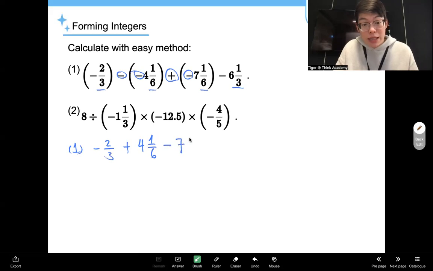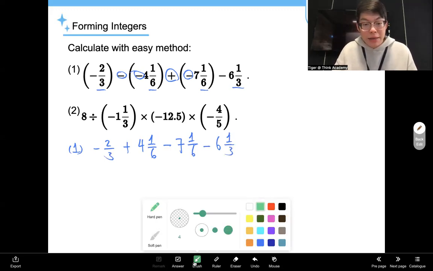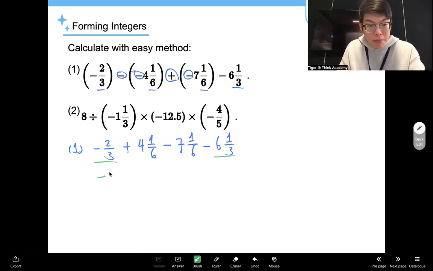So I'm taking away 7 and a 6th. Finally, I'm subtracting 6 and a 3rd. All right. So now if you just try to combine these two with a denominator of 3, you can see that -6 and a 3rd, take away 2/3, it's going to be -7, right? So these two join together to make -7.